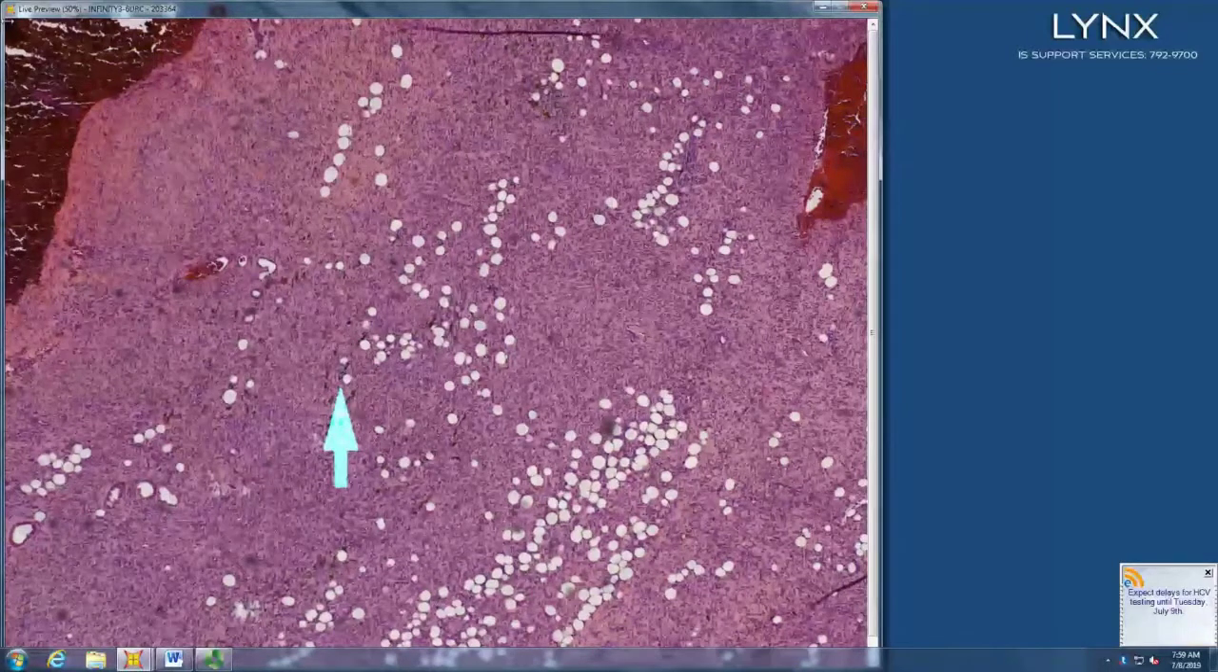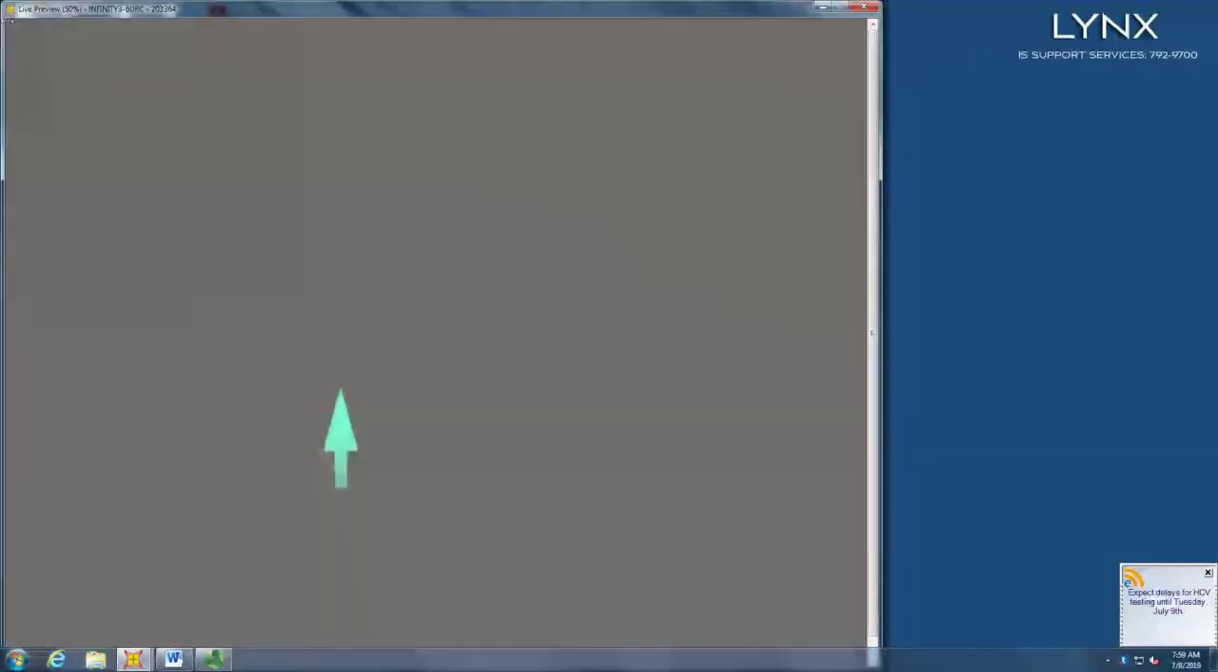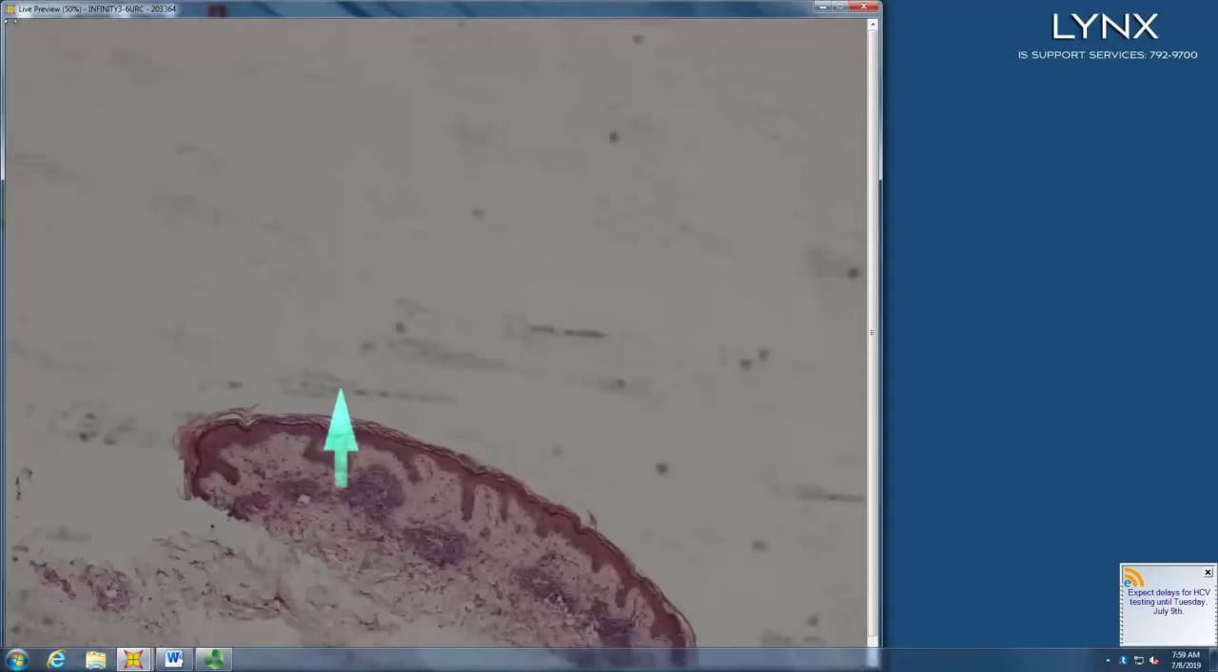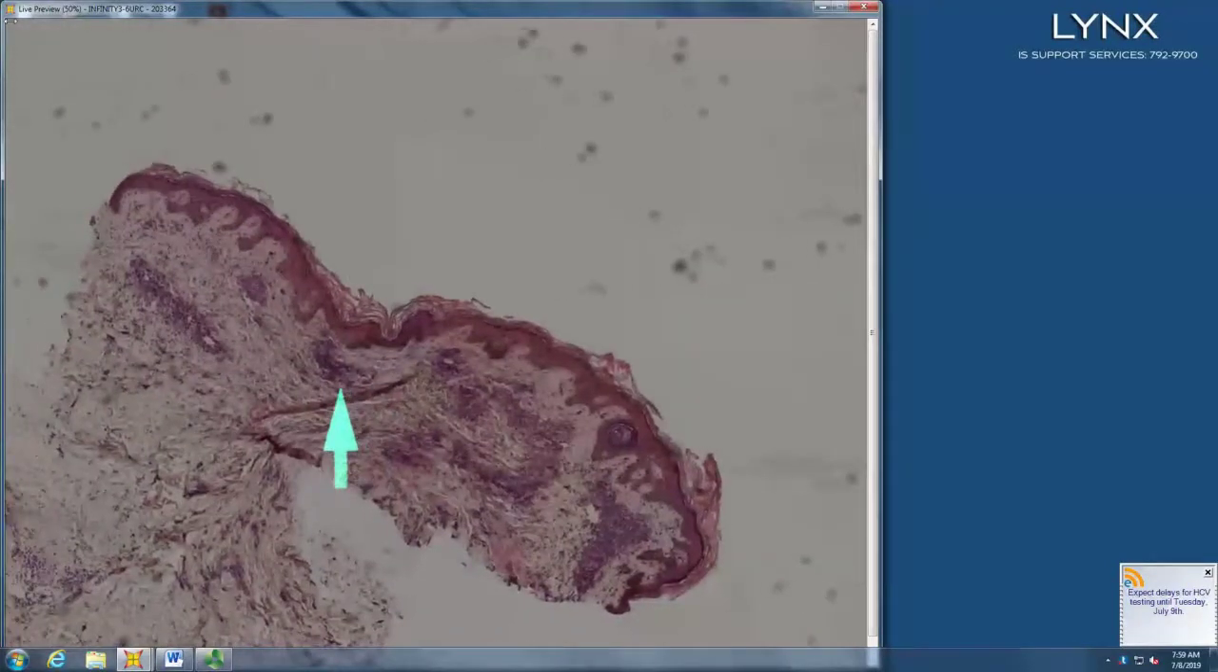Or what if it's melanin? Oh, like a Bednar tumor. Bednar tumor. Very good. Someone pass the easy button over. That was easy. So Bednar is just pigmented DFSP. It's not every day you get to diagnose a Bednar tumor. That's pretty fun.